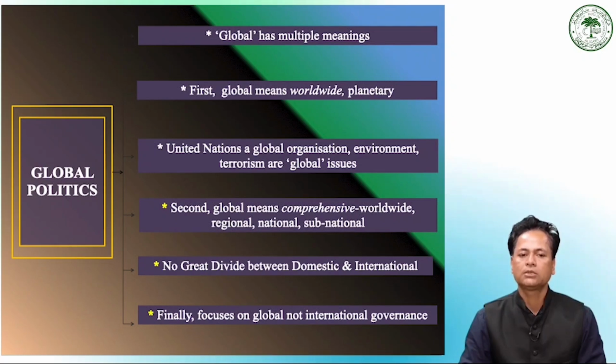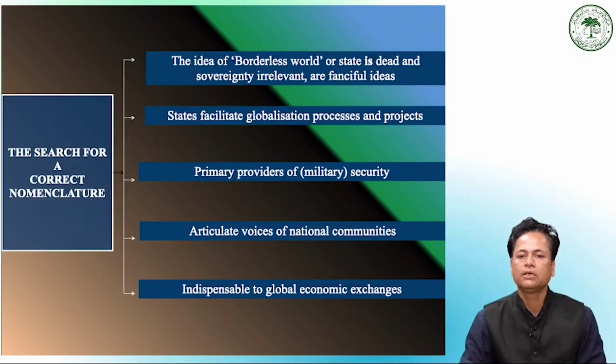You can take the example of the United Nations that has attained universal membership and it is also called a global organization. We also talk about global issues like environment, terrorism or the issue of global capitalism. Second, global means comprehensive, that is worldwide, regional, national, sub-regional and so on. So when we say comprehensive, it doesn't mean we believe in the great divide, that is the division between domestic politics and international politics. Finally, those who focus on global politics, they also focus on global, not international governance. Earlier we focused on international governance, that was a loose kind of governance model meant for interstate relations. But the concept of global governance is a model that not only looks at the interest of the state, rather it also looks at the interest of state actors and also the non-state actors.